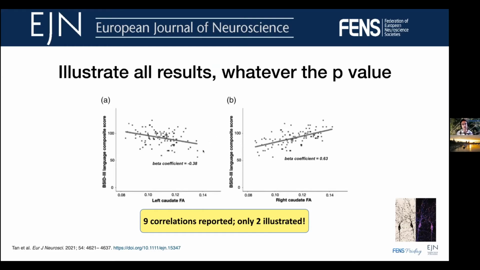The other issue is the lack of graphical representations for all the results, irrespective of the p-values. Typically, people do a whole bunch of correlation or regression analyses and show only a few, typically the ones that are significant, and remove the rest. Really, for readers and reviewers to make up their own minds about the data, you should show all the results, no matter what the p-values are. For instance, in this article, the text reports 9 correlations, but only 2 were illustrated. You should really have a panel showing all the results.